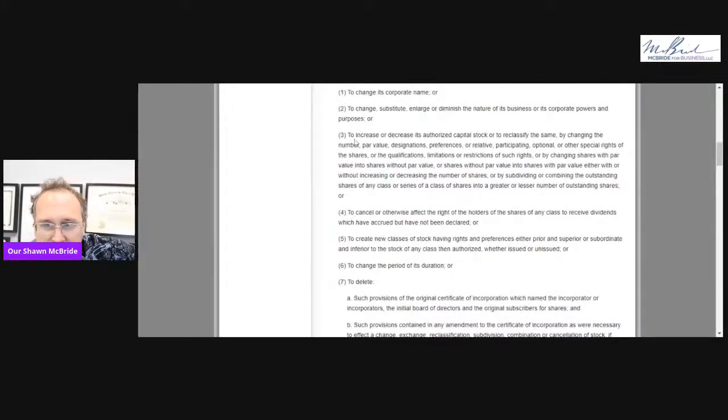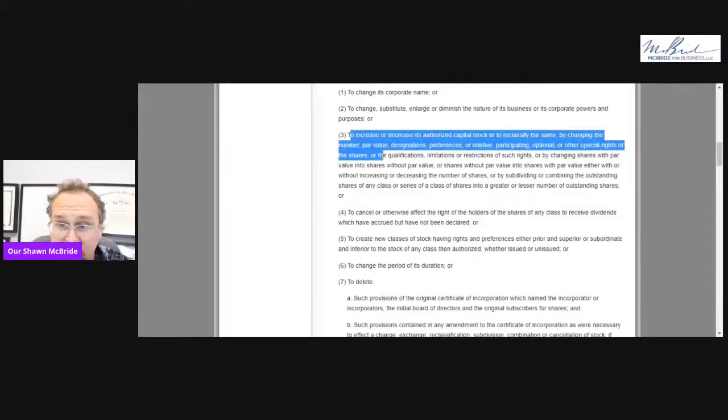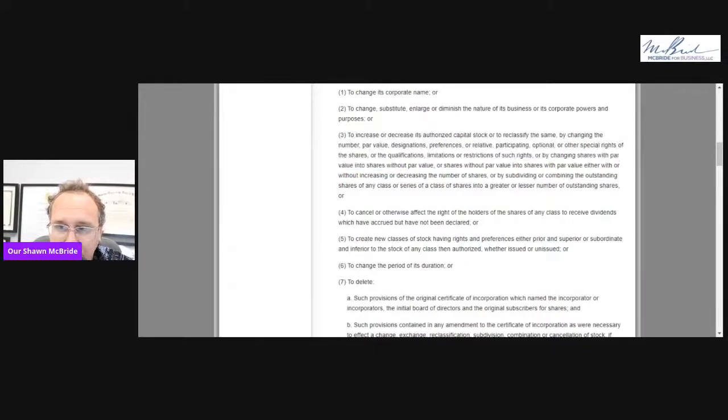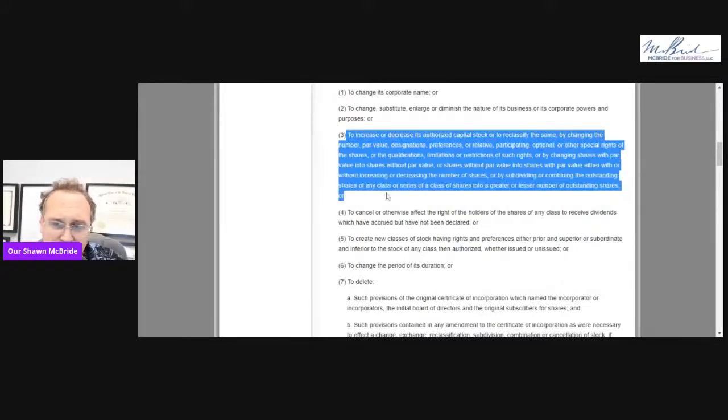We could be, and this is the one that's going to be really relevant to us, increase or decrease the authorized capital stock, reclassify the same, change the number, par value, preferences, right? So we can do this, right? We're seeing right here statutory authority to change our stock around comes right from the statute. So we can do it, but it includes increasing or decreasing number of shares or subdividing or combining the outstanding shares. So we're right here in clause 3, pretty clear.